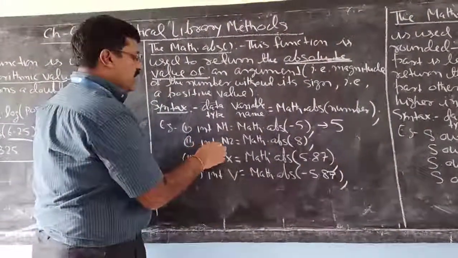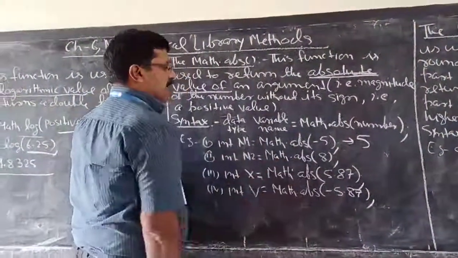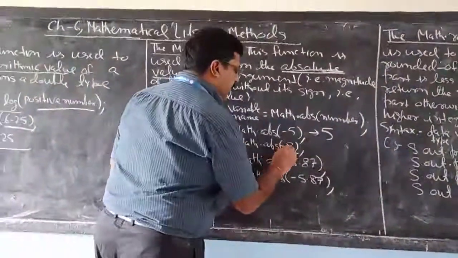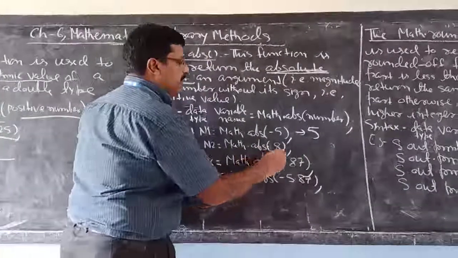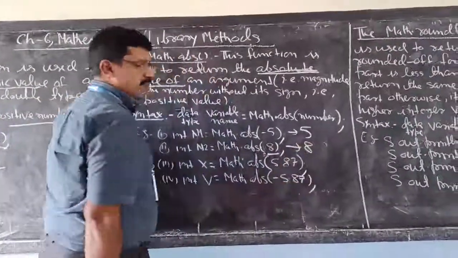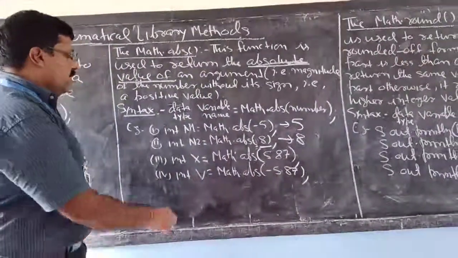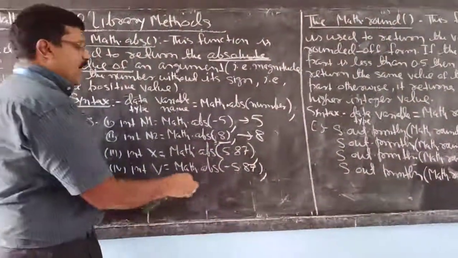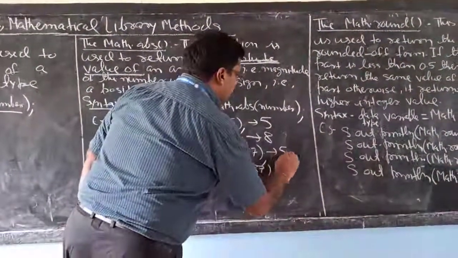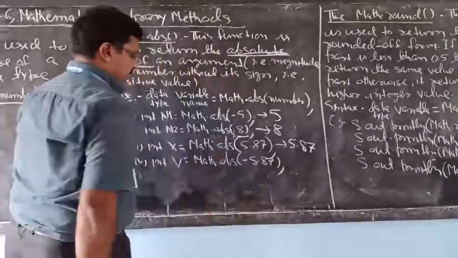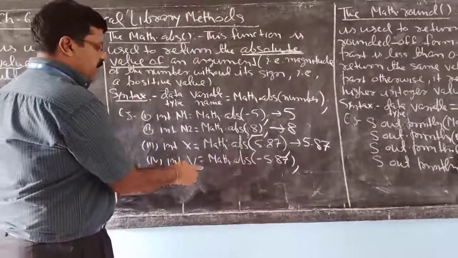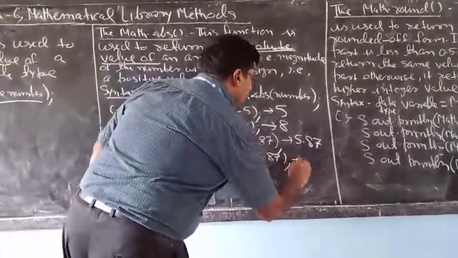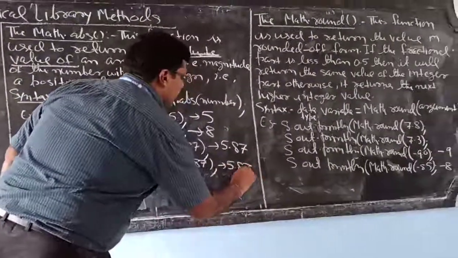In the same way, int n2 equal to math.abs 8. See, there is no sign here, positive or negative. So whether it is minus 8 or only 8, its output will be 8. Third, int x equal to math.abs 5.87. The output will be the same, that is 5.87. Next is int v equal to math.abs minus 5.87. This also will give 5.87.